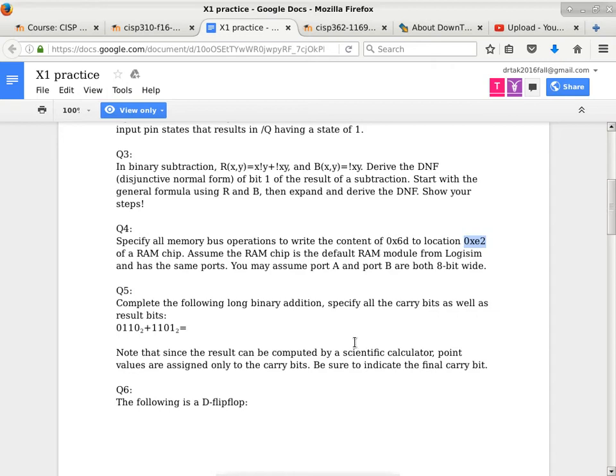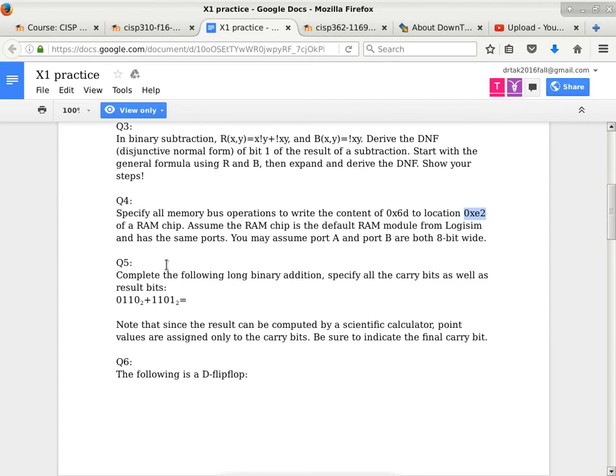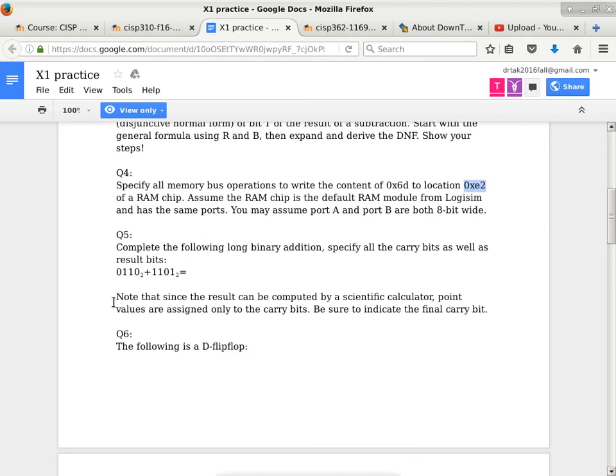Okay, question number 5, complete the following long binary addition. Specify all the carry bits as well as the result bits. Also read the little note here. Note that since the result can be computed by a scientific calculator, which is allowed, point values are assigned only to the carry bits, not the actual final answer. So what your calculator cannot tell you is what actually counts for the points.